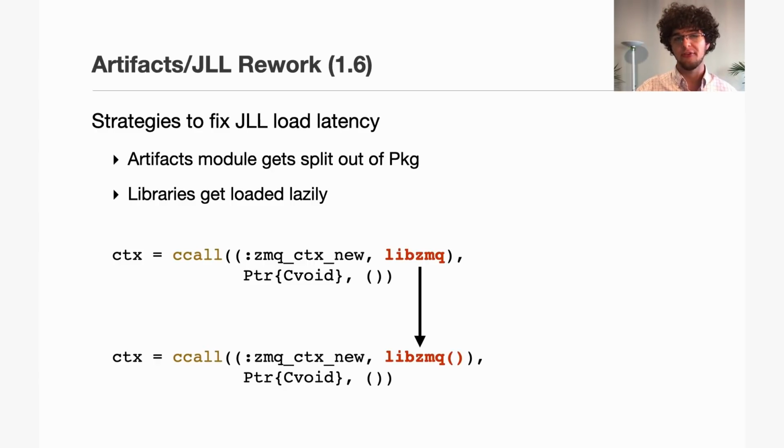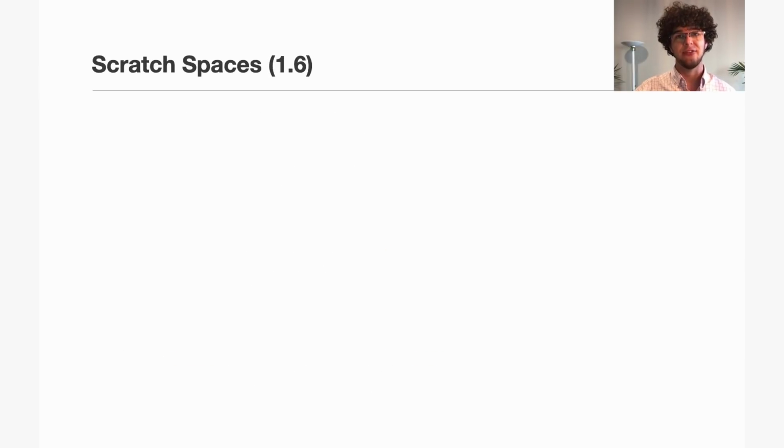There are also some other things that we're going to be changing in 1.6, such as splitting the artifacts module out of Pkg so that there's less code for the compiler to deal with overall. But the combination of all these efforts should result in us having a significantly faster JLL package load time in 1.6. Another thing I'm really excited to share with you guys is scratch spaces.